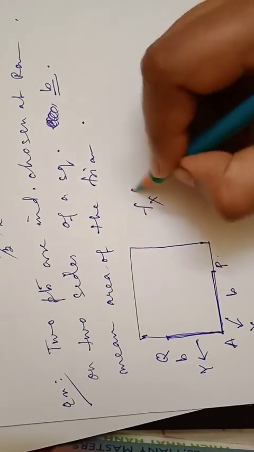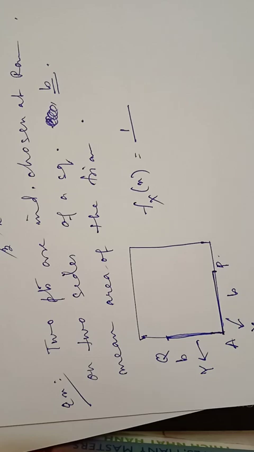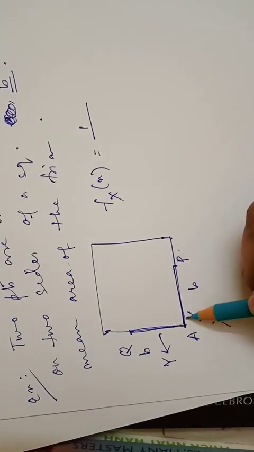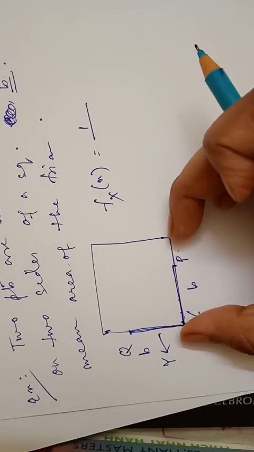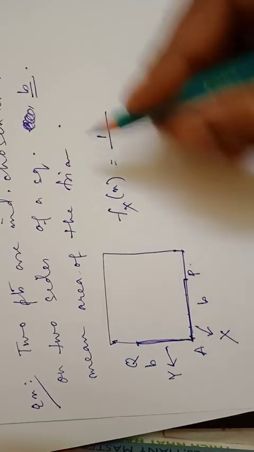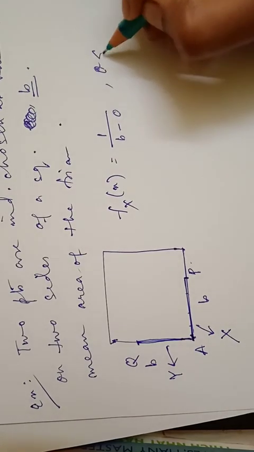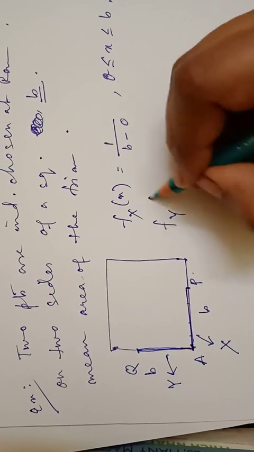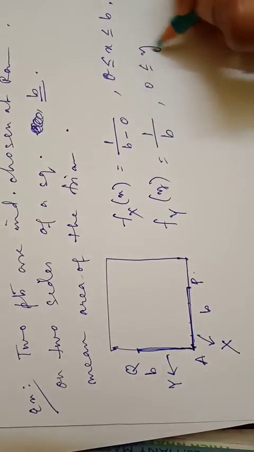That is, f_X(x) will be 1 by b minus a, that is, 1 by maximum value minus minimum value. So maximum value could be b, minimum value could be 0. We can choose the point here, here, here, up to here. So maximum could be b, minimum could be 0. So 1 by b minus 0 for 0 less than or equal to x less than or equal to b. Similarly for y also, f_Y(y) is 1 by b minus 0 for 0 less than or equal to y less than or equal to b.